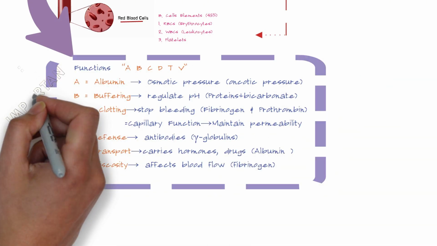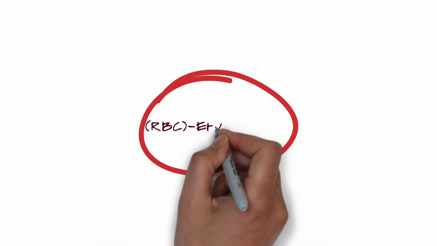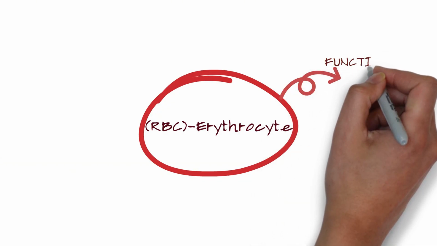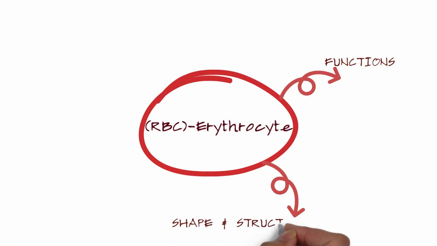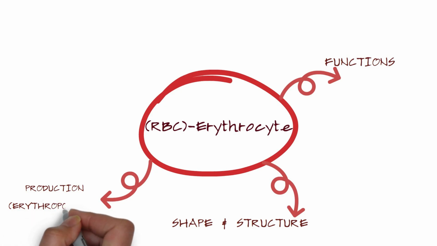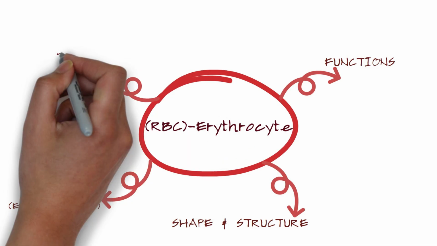Then we moved to the red blood cells, or erythrocytes, and we discussed their function: they carry the hemoglobin, transport oxygen and carbon dioxide, and act as a buffer. Structure: they are biconcave, increasing the surface area and flexibility, with no nucleus or organelles, and the hemoglobin content is limited by the metabolic capacity.